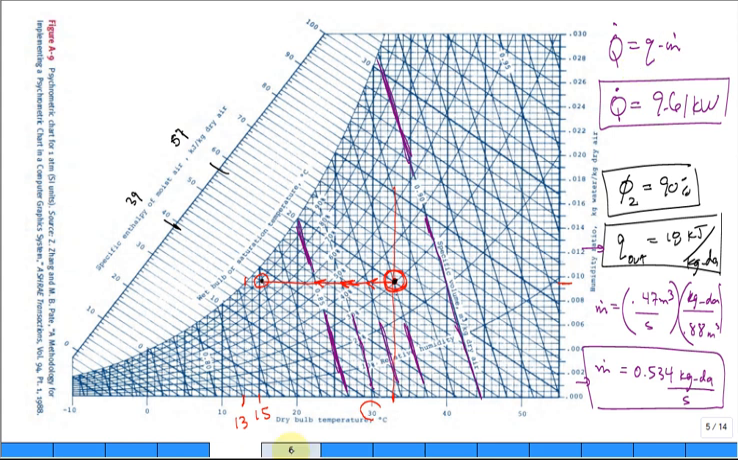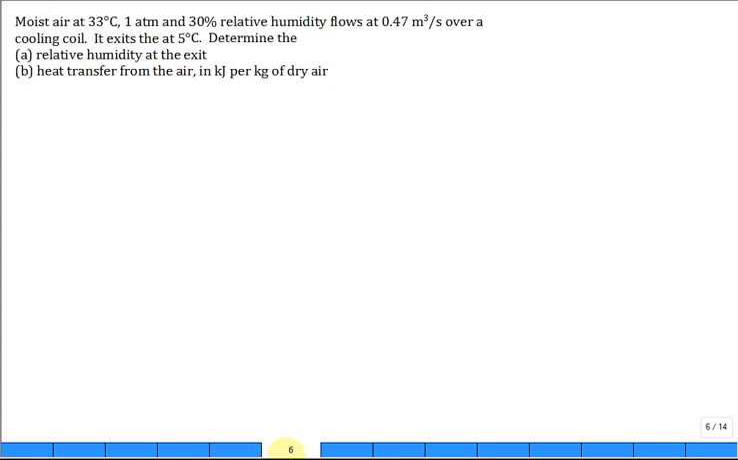Let's then change up the problem ever so slightly. So now the change is that you start at 33, 1 atm, 30% relative humidity with the same volumetric flow rate. That's not changed, but you cool it until it exits at 5 degrees C. What is the relative humidity at the exit if it exits at 5 degrees C?